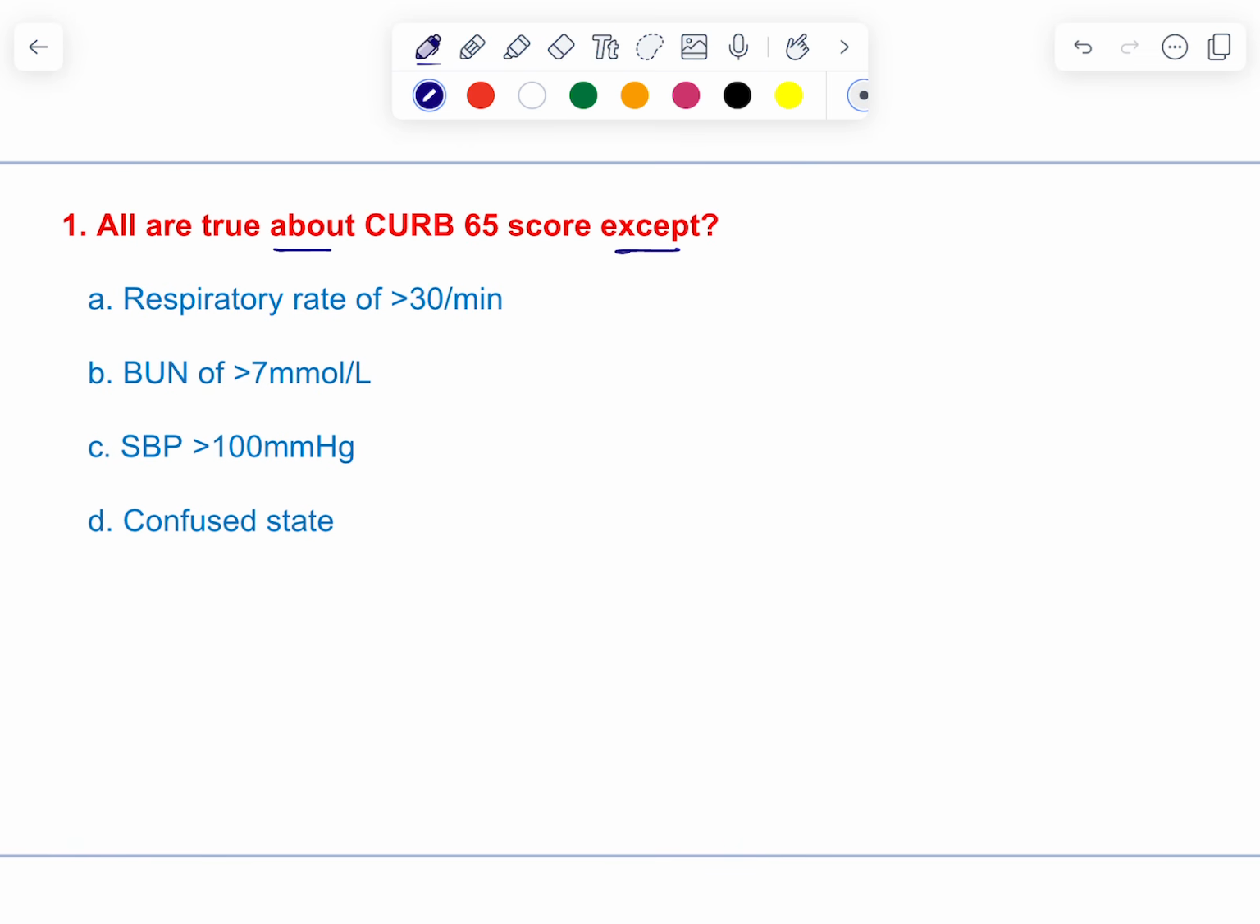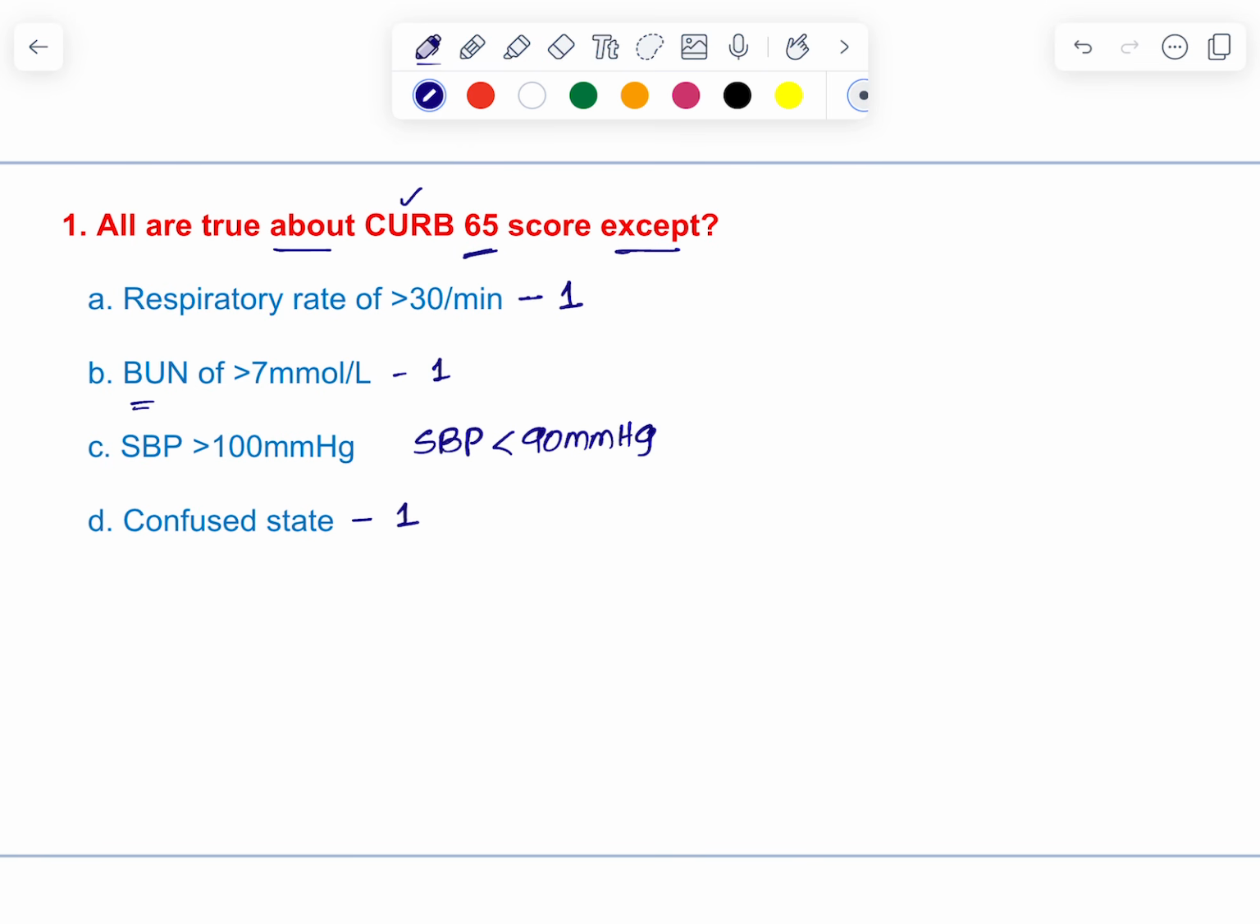And out of this, the word C stands for confusion, for which you need to give a score of 1 point. And the word U stands for urea, that is blood urea nitrogen levels more than 7 millimoles per liter. If it is there, give a score of 1 point. Then R stands for respiratory rate more than 30 per minute, give a score of 1 point. Then B stands for systolic blood pressure. And how much should be that systolic blood pressure? Systolic blood pressure should be less than 90 millimeters of mercury in the CURB-65.